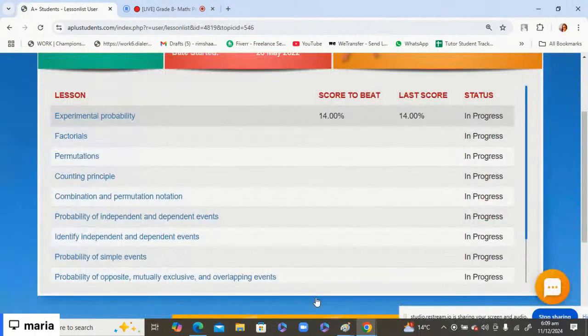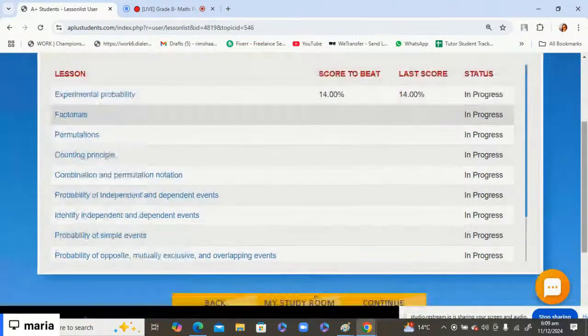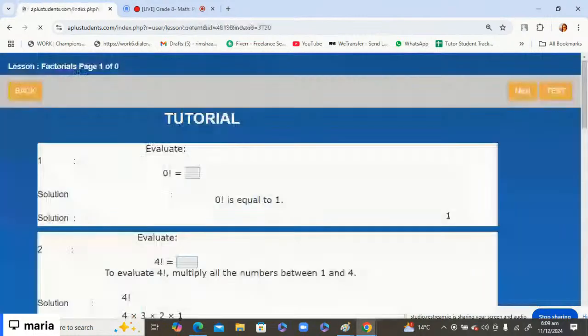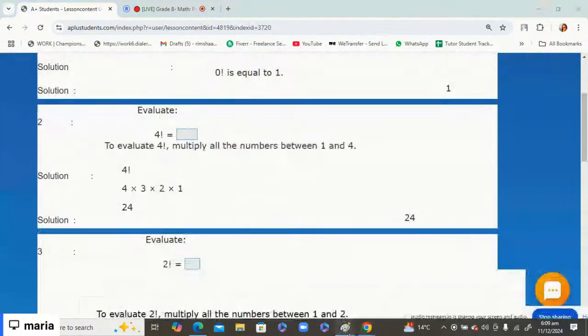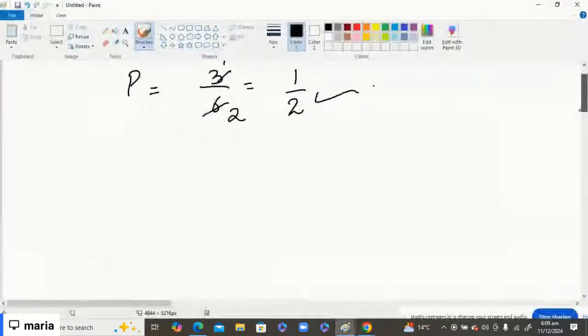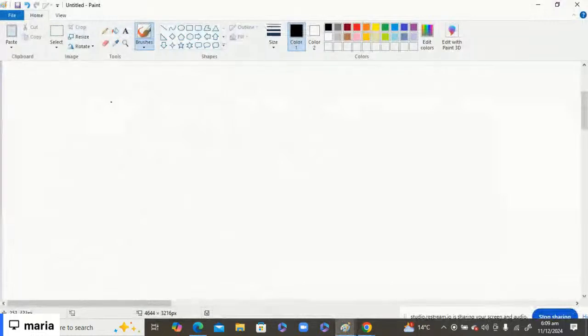Now the factorials. So what is the meaning of factorial? First of all, what is the sign of the factorial? Firstly, let me tell you, this sign is called the factorial sign.